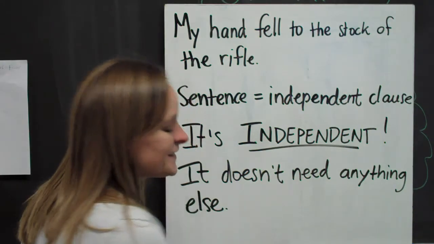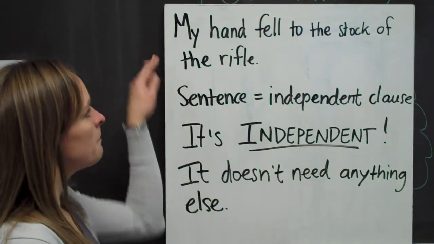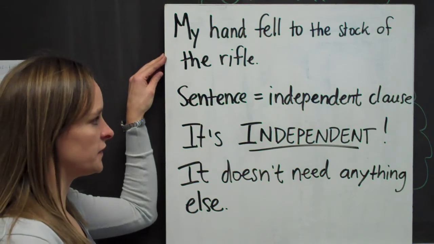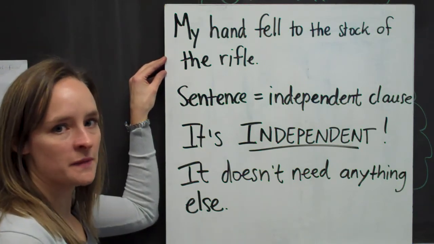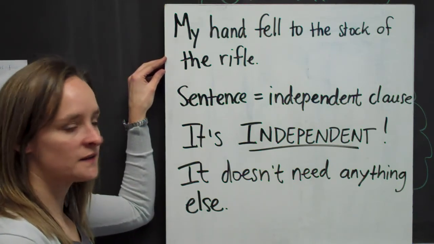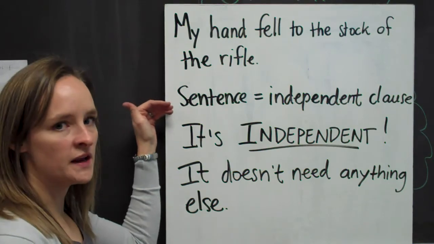A sentence is an independent clause. My hand fell to the stock of the rifle. It doesn't need anything else to make sense. It's a complete thought. So a sentence is an independent clause.